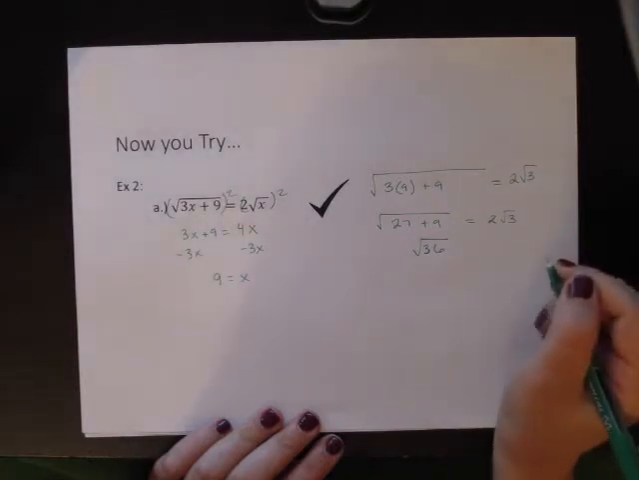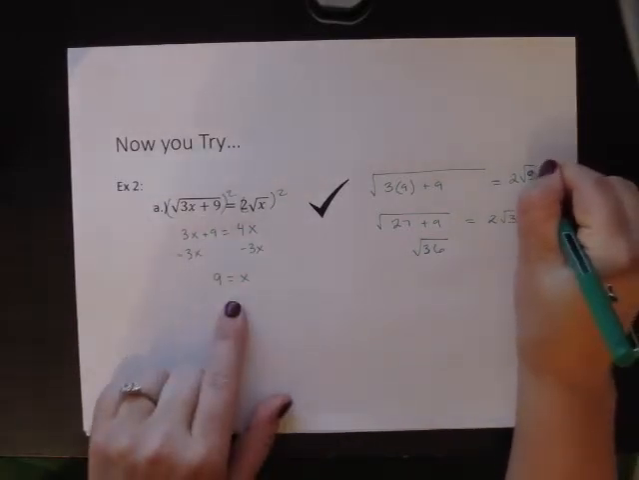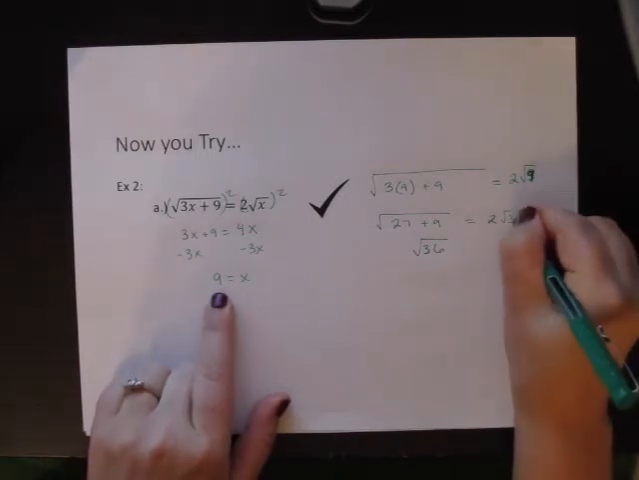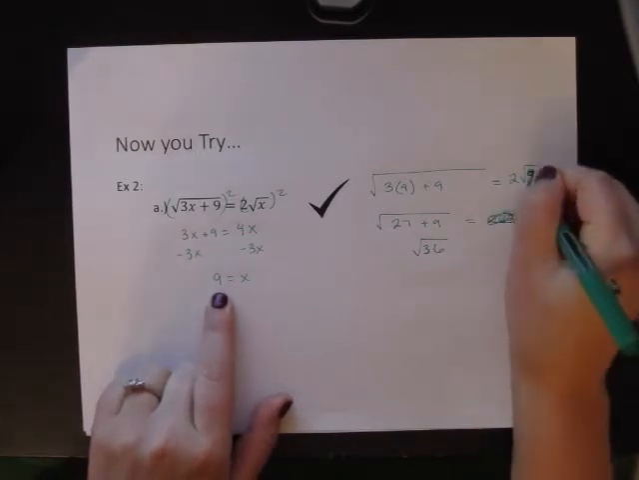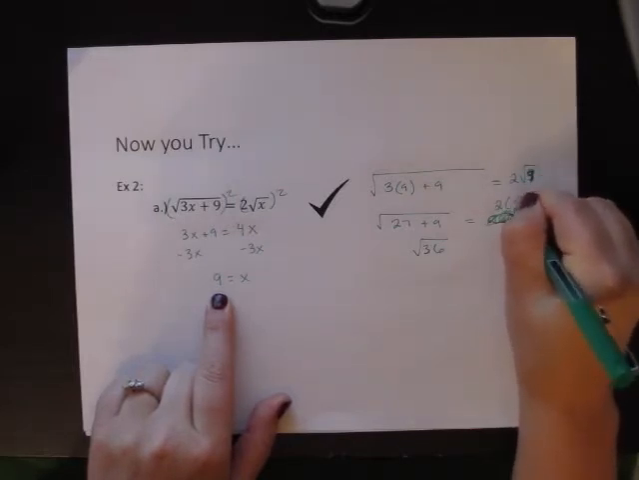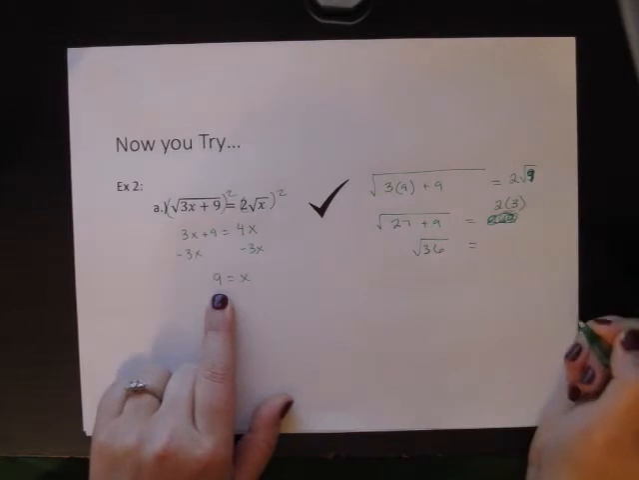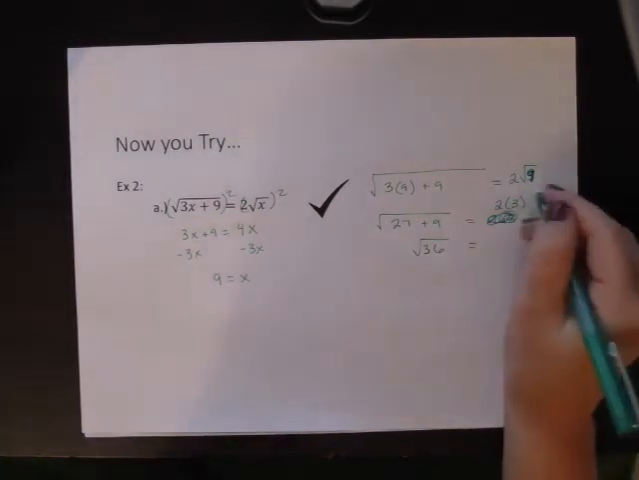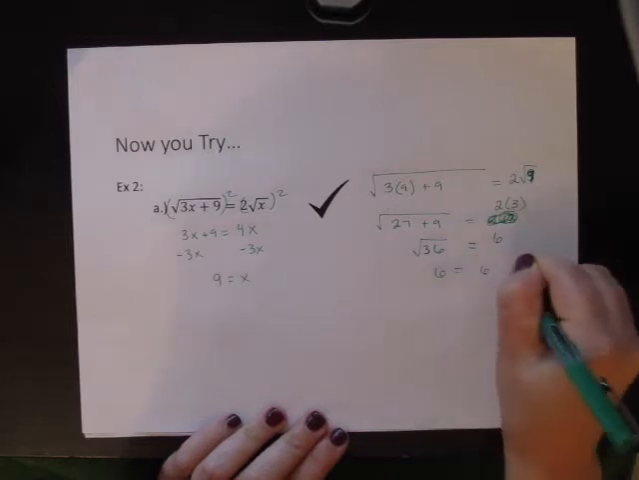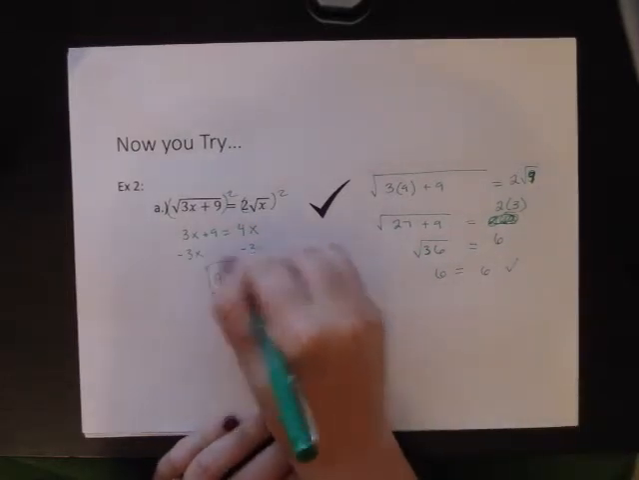Oh, Rachel, I made a mistake. Right up here, I plugged in the wrong number. It should be a 9. Okay, so when I plug in that 9, square root of 9 is going to be 3. So 2 times 3 is going to be 6. Square root of 36 is 6. 6 equals 6. Hopefully you did it a little bit better than I did.